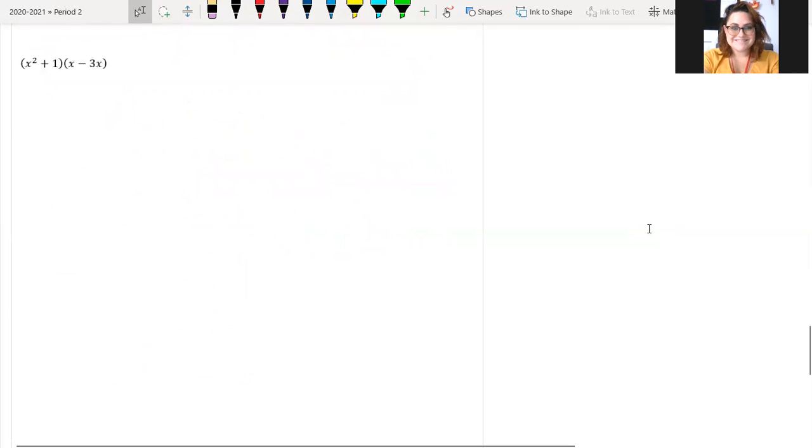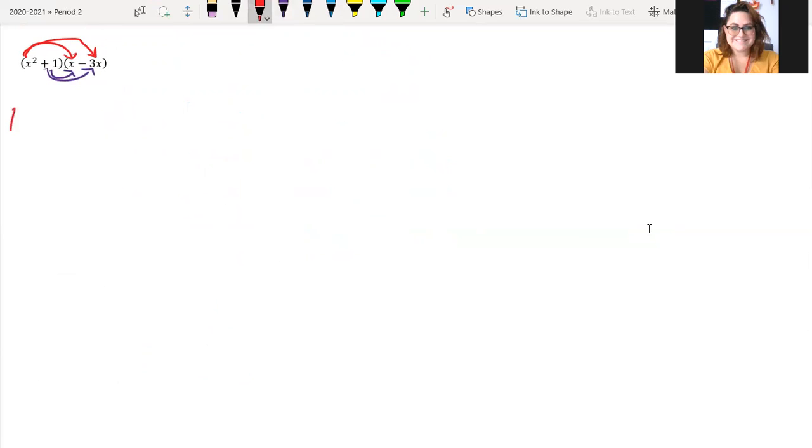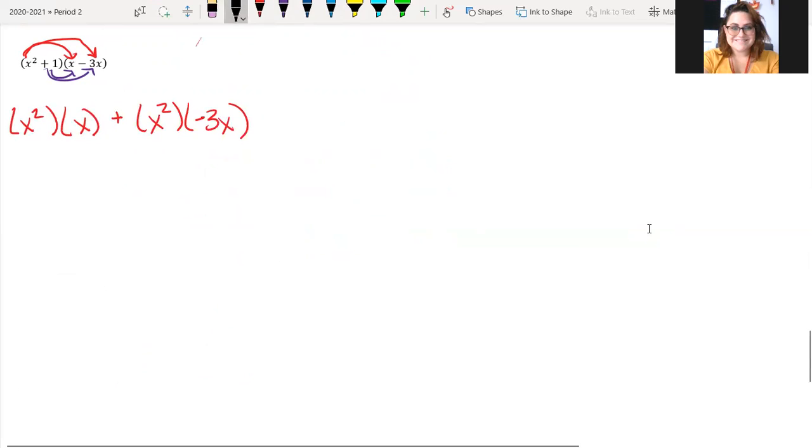Let's go and do one more. Again, we need to distribute the first term everywhere, to the second term, or to the second set, and the second term, first set as well. So in red, we're going to do x squared times x and x squared times negative 3x. We're just going to put a plus sign in the center because we're going to add them together.